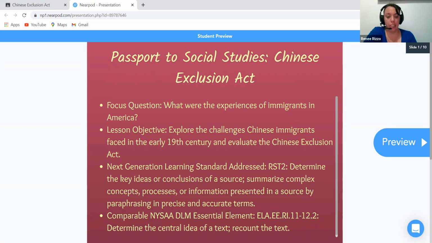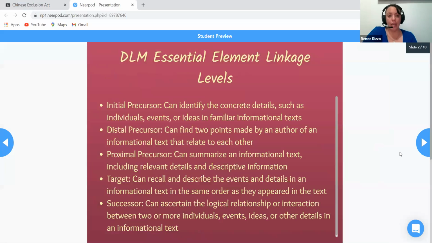Next Generation Learning Standard addressed, in my opinion, RST2: Determine the key ideas or conclusions of a source. Summarize complex concepts, processes, or information presented in a source by paraphrasing in precise and accurate terms. Comparable NYSAA DLM essential element: Determine the central idea of a text. Recount the text.